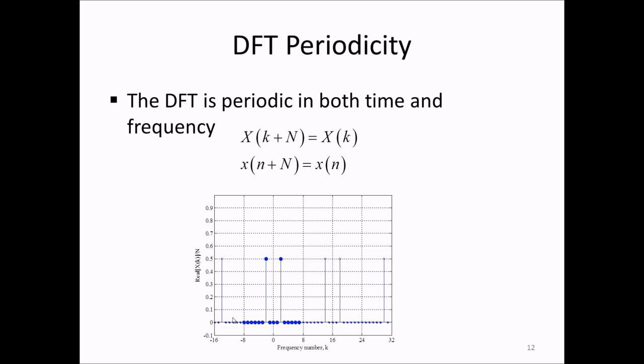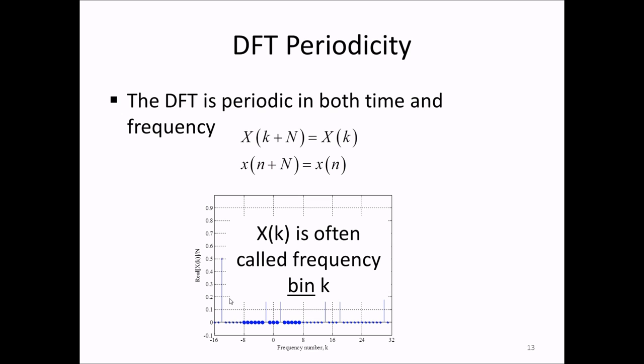The DFT is periodic in both time and frequency, as we saw. If we thus repeat what we had in the previous slide, we can see that what we obtained from k equals 8 to 15 in the previous slide, we can move down from minus 8 up to minus 1. The upper half of the DFT that we got out of the DFT, then, corresponds to the negative frequencies, as indicated in the plot here. Furthermore, X of k is often called frequency bin number k.